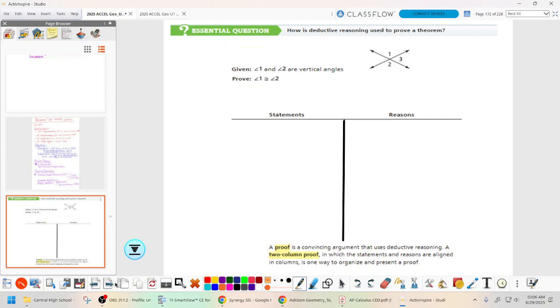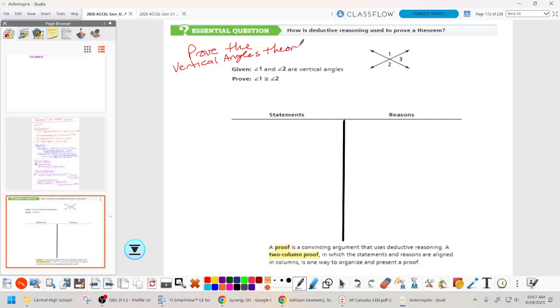Okay. So this is a very typical geometry proof. Often it will have a diagram. Sometimes the diagram has stuff that's not mentioned, like information that's not mentioned in the text, but not usually. So we are given that angle 1 and angle 2 are vertical angles. We are told to prove that angle 1 is congruent to angle 2. So we are essentially, write this at the top, prove the vertical angles theorem. That's what we're doing.